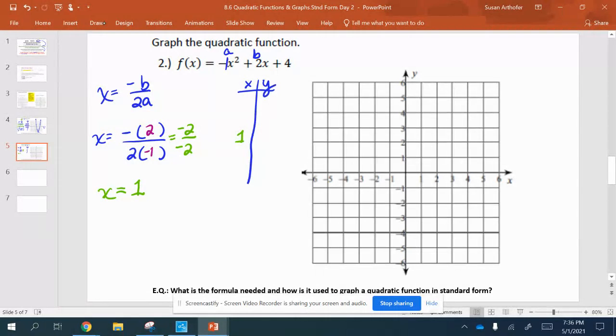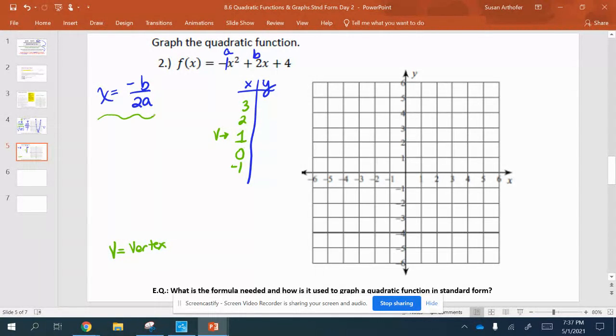So that goes smack dab in the middle of the t-chart. That's going to be where our vertex is. I'm just going to abbreviate V for vertex. And then you pick numbers above that value, so 1, 2, and 3. Pick numbers below that value, 0 and -1. Okay, once we're done with that formula, then we just start plugging them in.